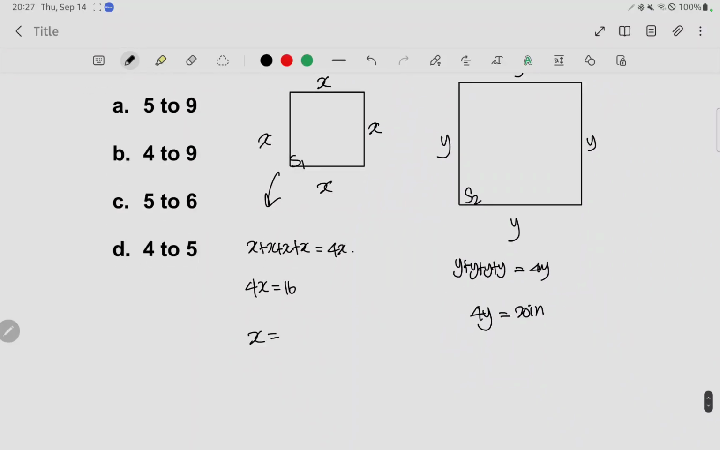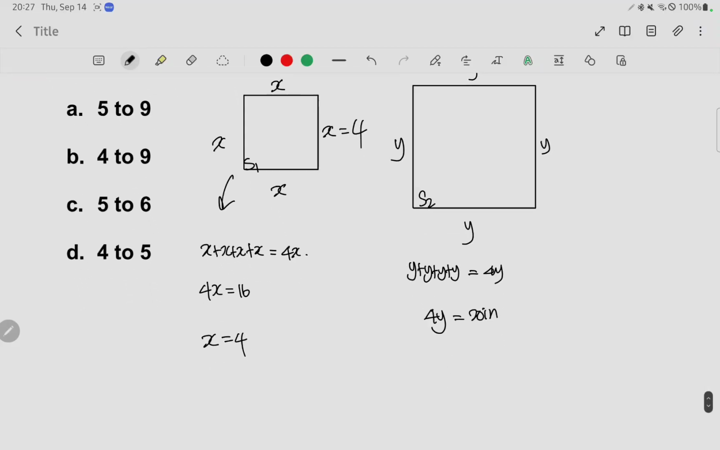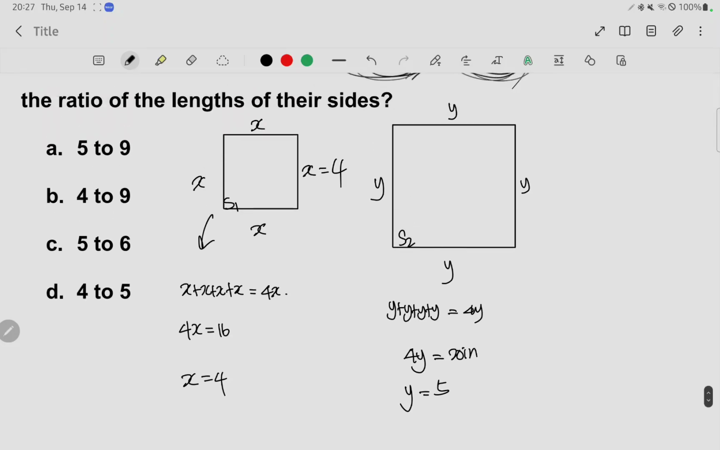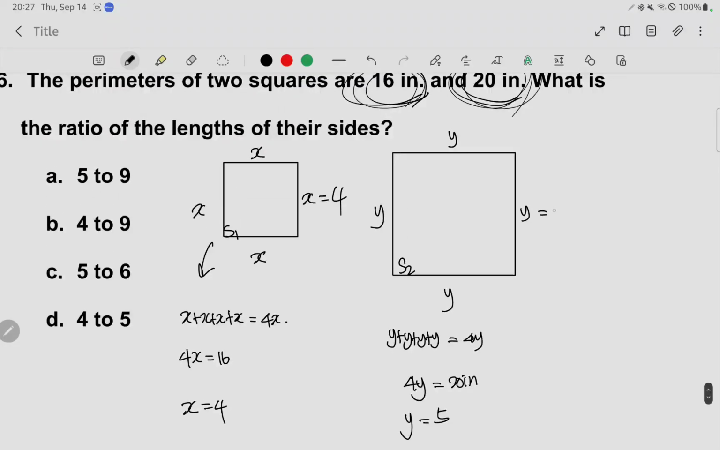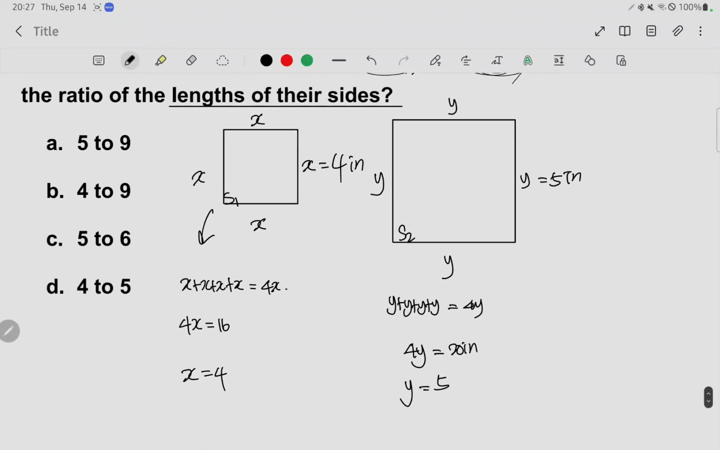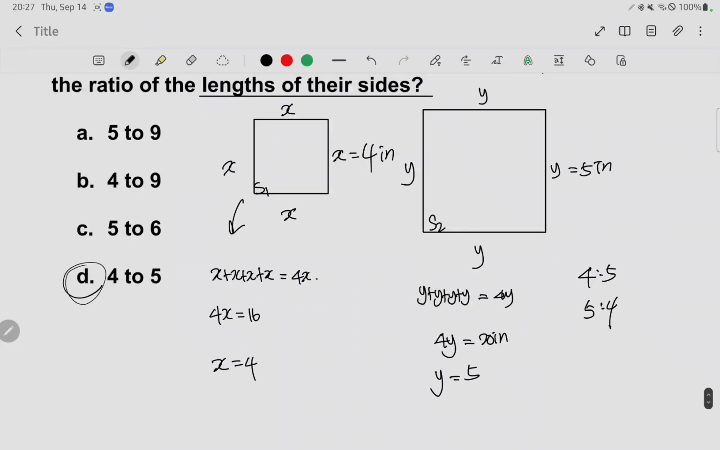So if I solve for x, you get 4. So for the smaller square, one side is equal to 4. And then if I solve for y, you get 5. So for the larger one, 5 inches is going to be the length. And then the question is asking, what is the ratio of the lengths of their sides? So you're just going to look for 4 to 5, or 5 to 4. But since we only have the option choice D, which is 4 to 5, that satisfies the question, D is going to be the answer.